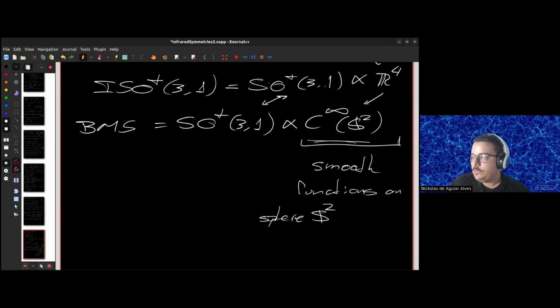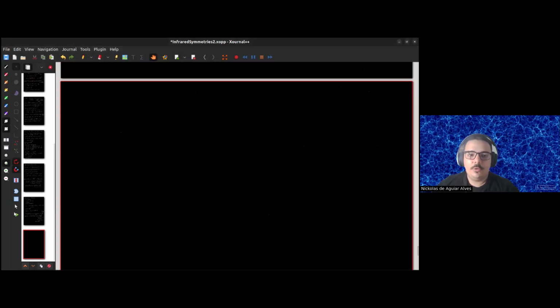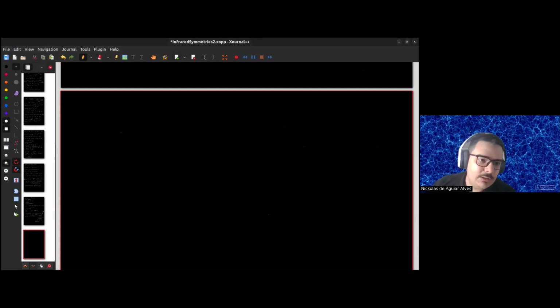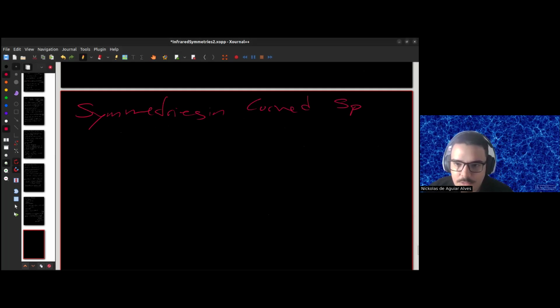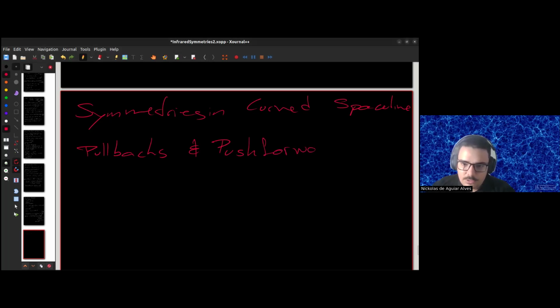All right, so this is what a semi-direct product is, and we will get back to this later. But for now, this concludes what I wanted to talk about within group theory, and we can get started with a bit more differential geometry and symmetries in curved spacetime. This is going to be a little bit technical at first, but we will soon get to more straightforward calculations.